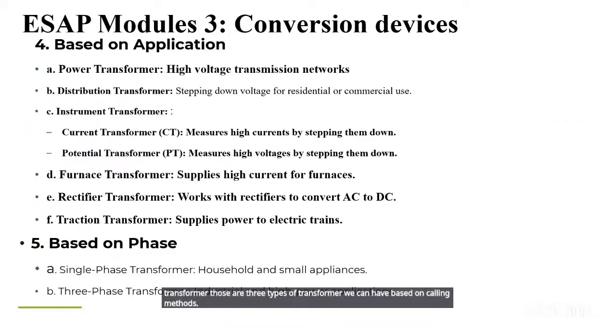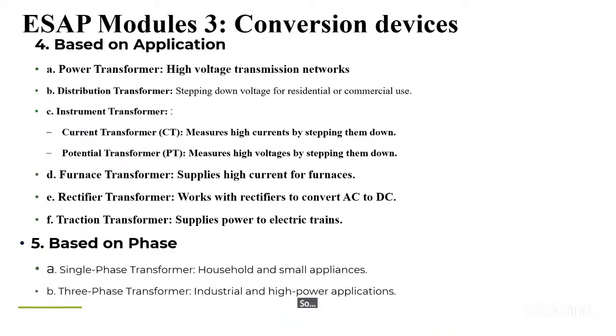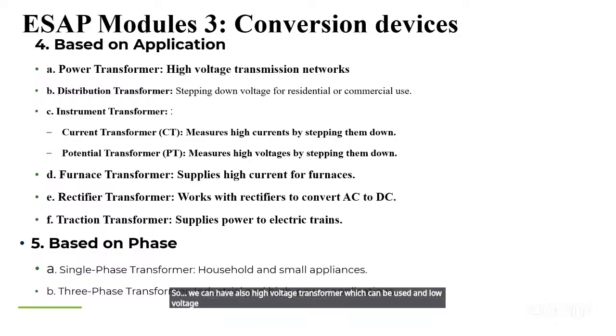So we can have also high voltage transformers, and low voltage transformers.